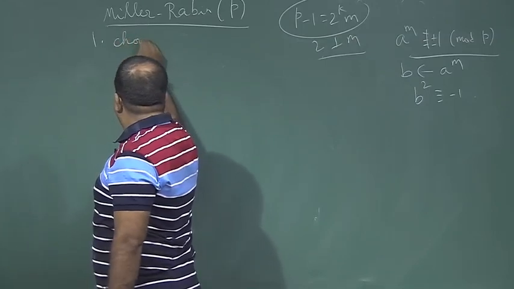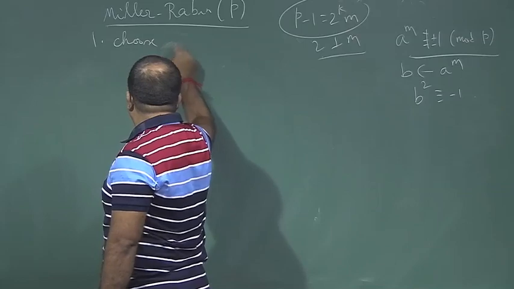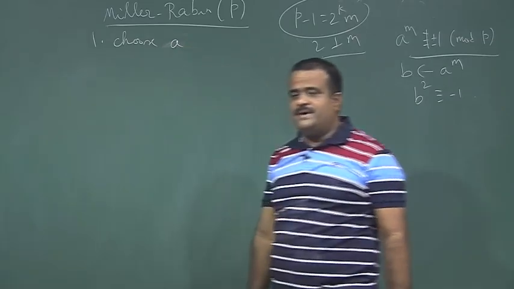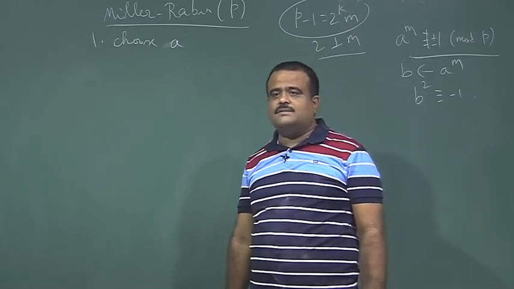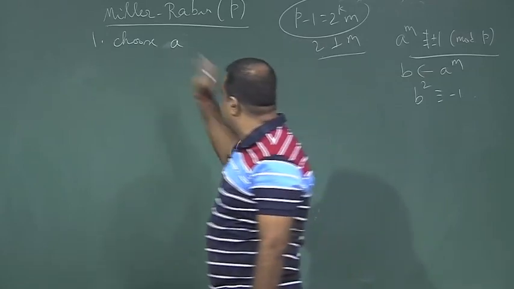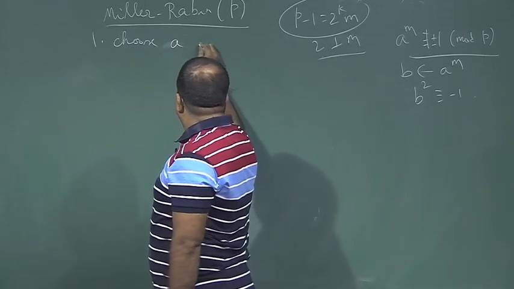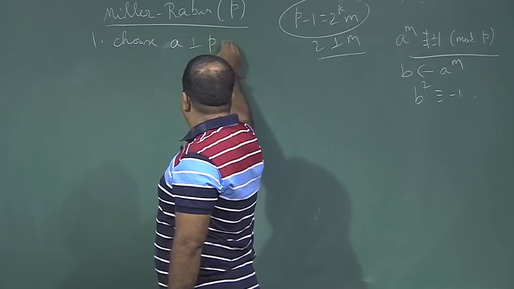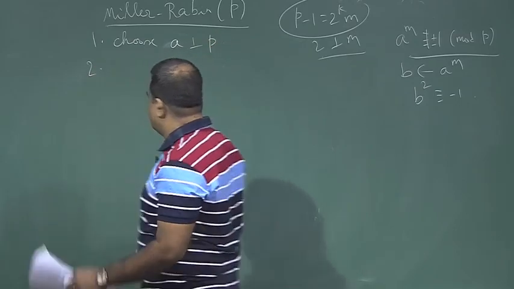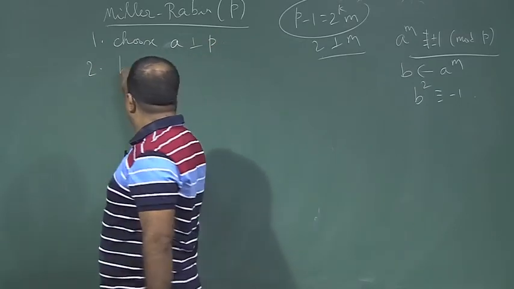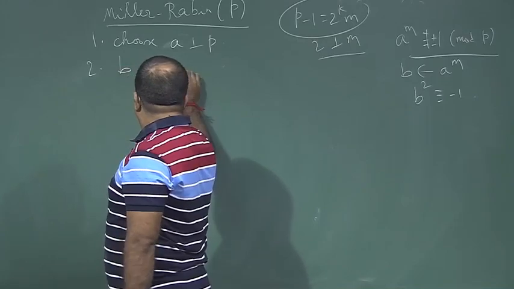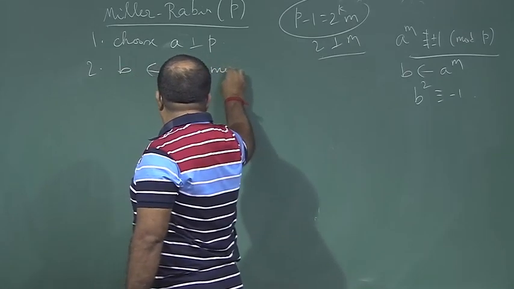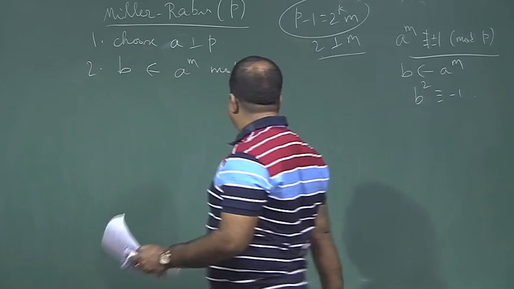If we randomly choose a and it happens that the GCD is greater than 1, then we report p is not prime. That part I am not writing. Choose a such that the GCD is 1. Then we compute this b, a to the power m mod p, where m is this.